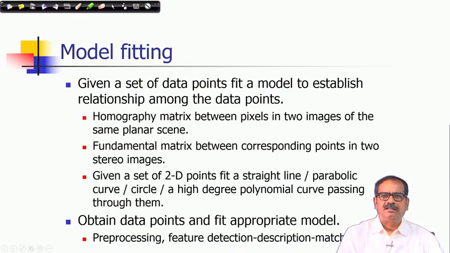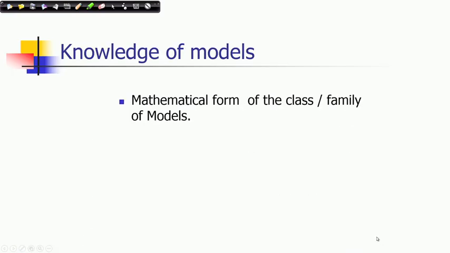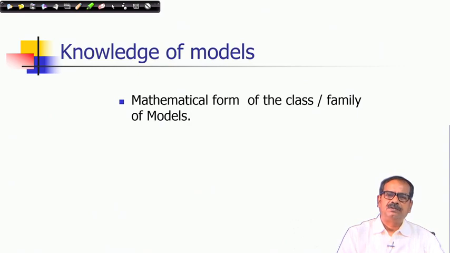For obtaining data points from images, we need to apply various image processing techniques, like pre-processing, feature detection, description and matching, that we have already discussed in previous lectures. As I was saying, knowledge of models is crucial for defining a computational problem. What should be the mathematical form of the class or family of models?